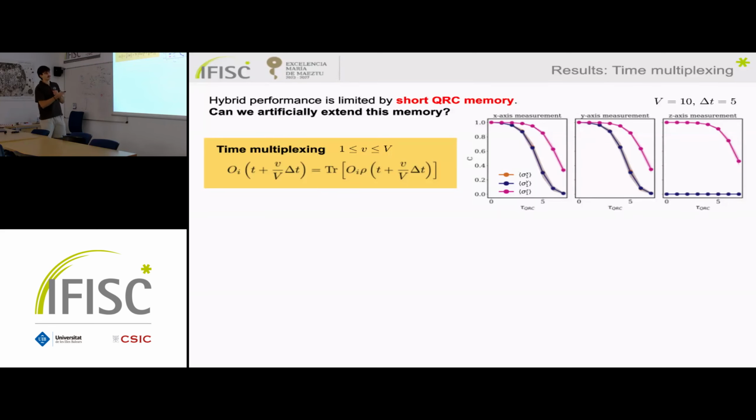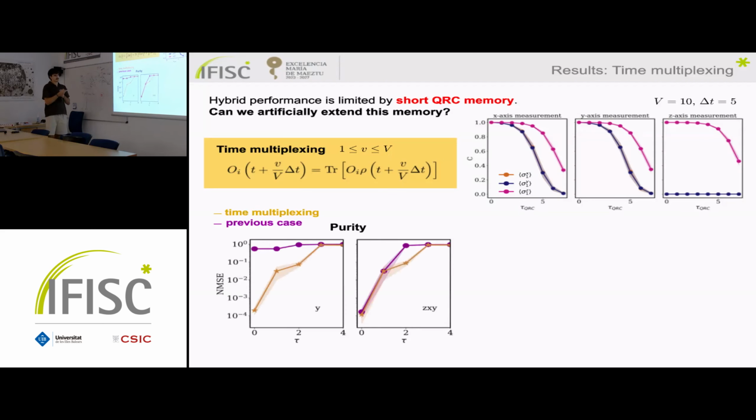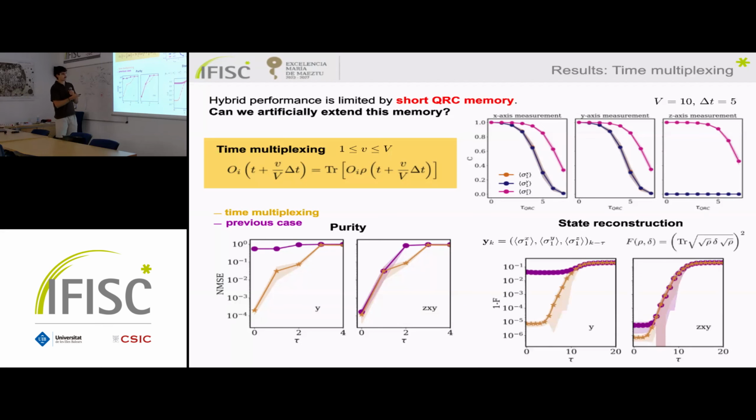And as we can see, the memory is enhanced. Now, using only X measurements, we have information of the 3 directions of the input. So now, just measuring along one axis, we have all the input information. This is reflected also in a boost in the hybrid performance. Now, with time multiplexing, measuring along Y, we have a notable improvement, and also with all quantum tomography, because now we have memory, and the delay distribution between the quantum and the classical part is also beneficial, at least one delay.